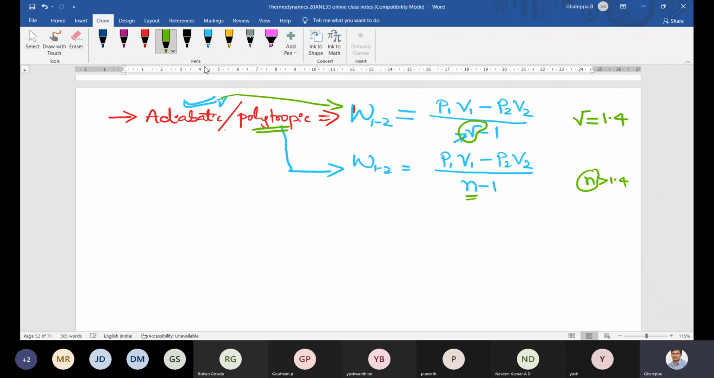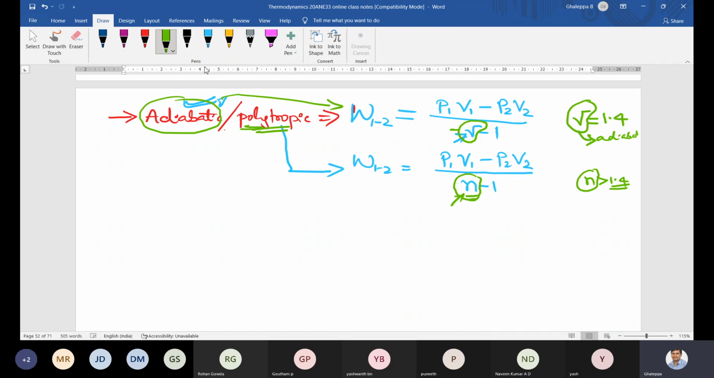In that case, how to calculate the n value? You cannot assume it is 1.4. If it is gamma, you can assume it is 1.4. What is gamma? It is the adiabatic index. Why is it the adiabatic index? Because gamma is related to the adiabatic process. What is n? n is related to polytropic, so it is the polytropic index. How to calculate this n value is again one simple equation.